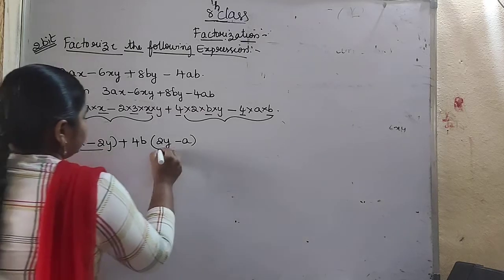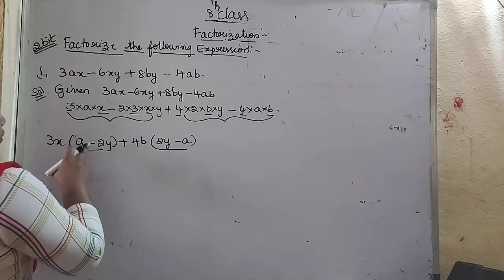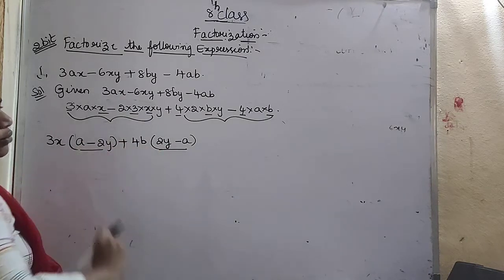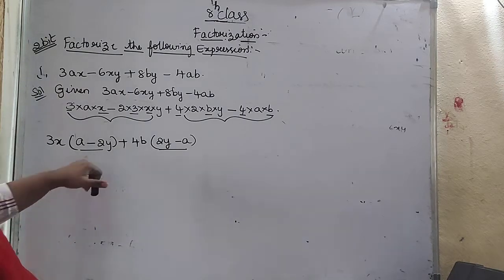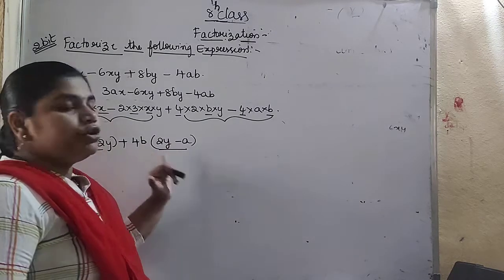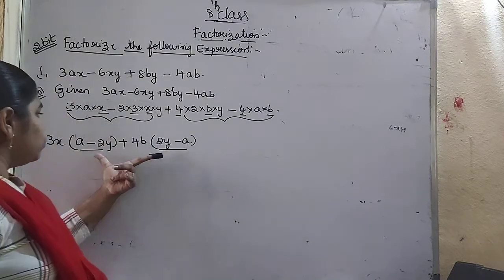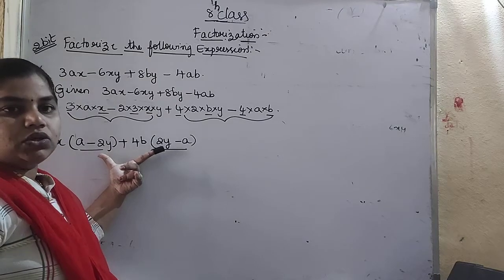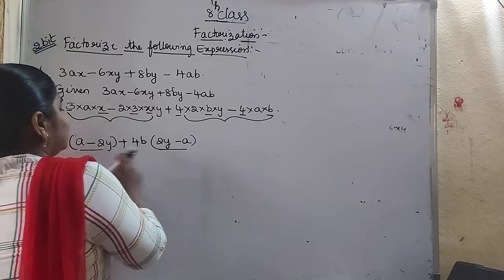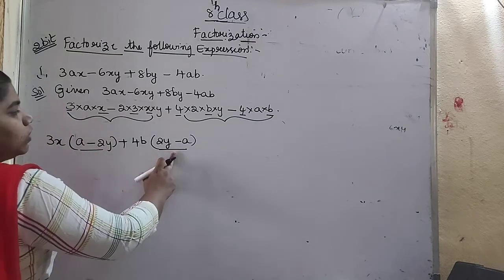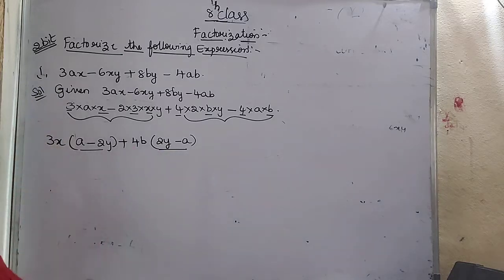If you see, in these two places we should get the common factor. That means if it is a minus 2y here, here also I should get a minus 2y. But in this case you got a minus 2y here, and here you got 2y minus a. So these two are not the same. So this is wrong. We have to get these two the same. If it is a minus 2y, here also it should be a minus 2y only. But in this case you got 2y minus a.